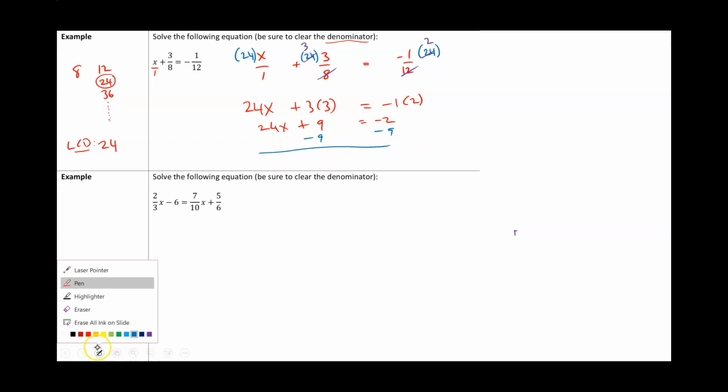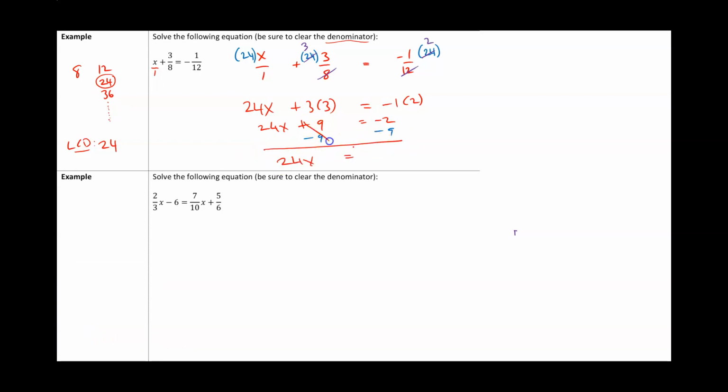This is going to give us 24x equals negative 11, which means x is equal to negative 11 over 24, because we divide both sides by 24. Okay, let's take a look at the next example.